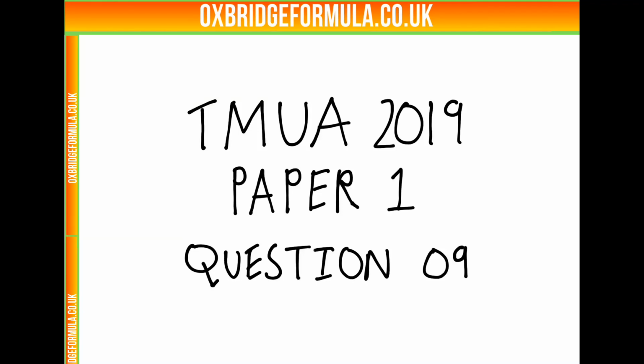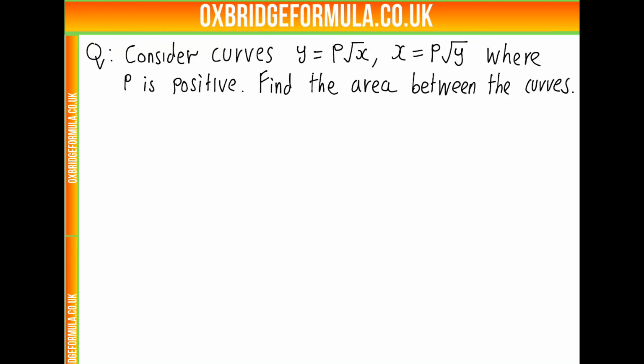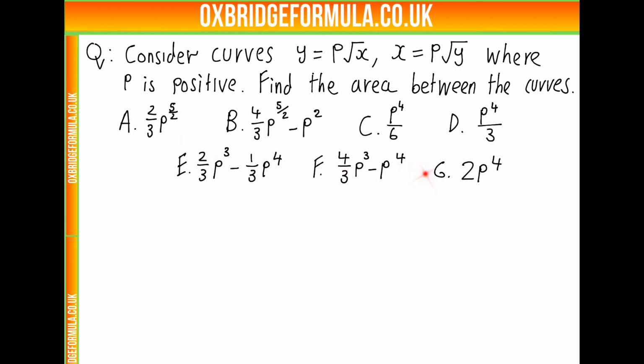This is the solution video for question 9 from paper 1 of the 2019 TMUA exam. In this question we're asked to consider two curves, y equals p root x and x equals p root y, where p is some positive constant. And we're asked to find the area enclosed between the curves. And we're given a few options for what our answer might be. We're given 7 in total.